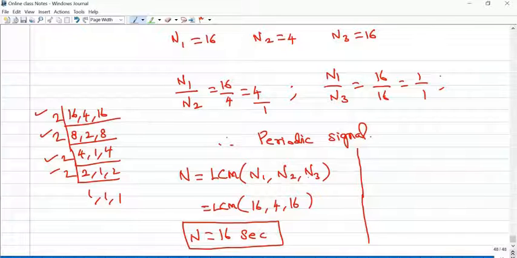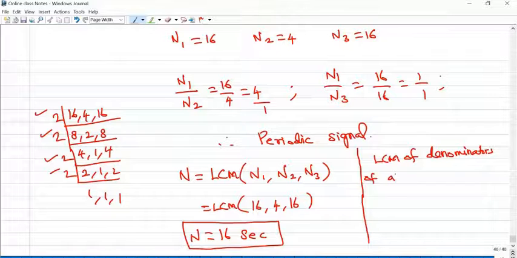If N1, N2, N3 have fractional values, then it will take some time to find the LCM of the fractions. I explained this in the previous classes. The LCM of the numerators divided by the HCF, the highest common factor, of the denominators. Or the shortcut method: the LCM of the denominators of all the ratios.